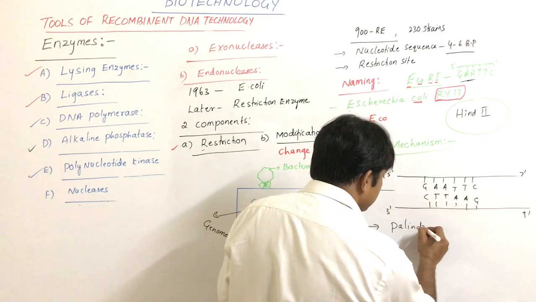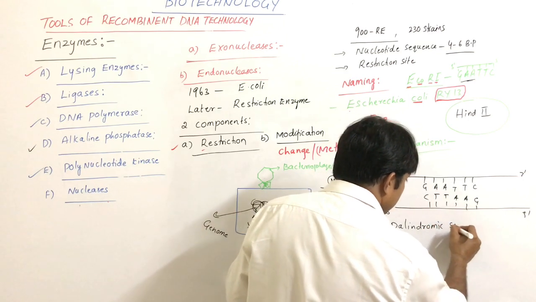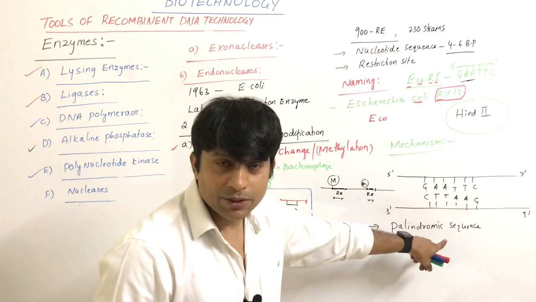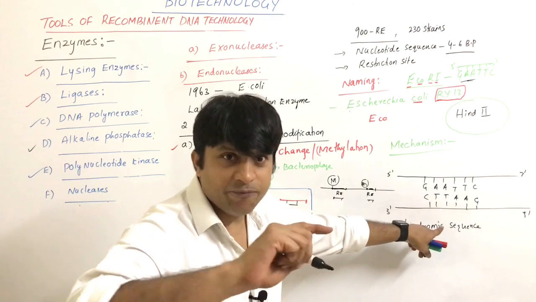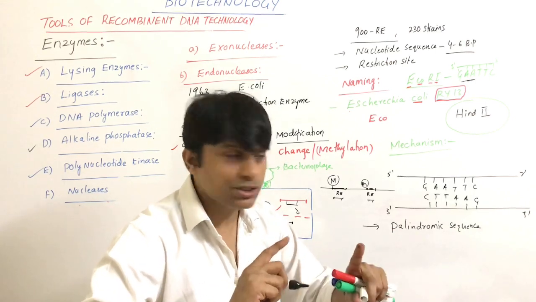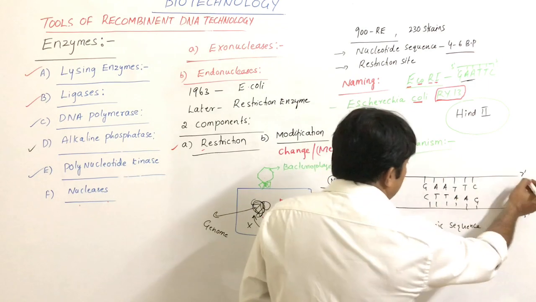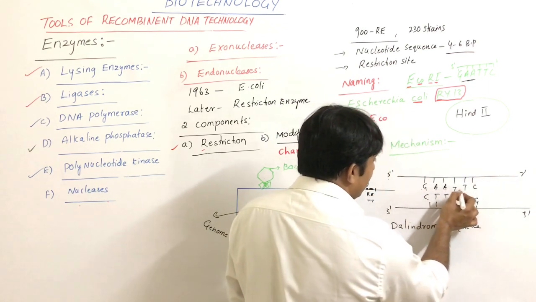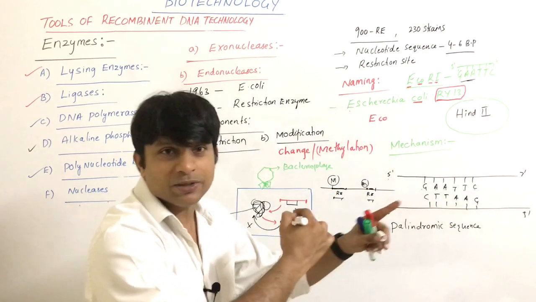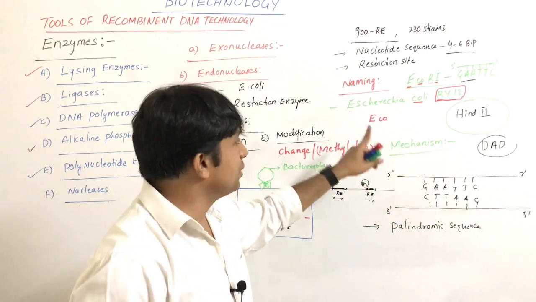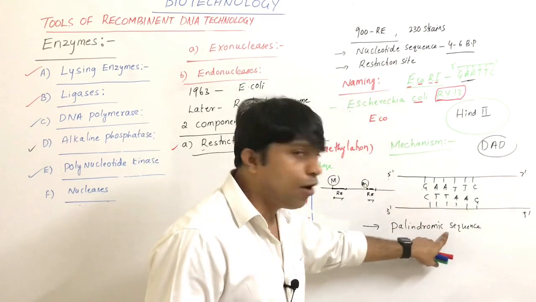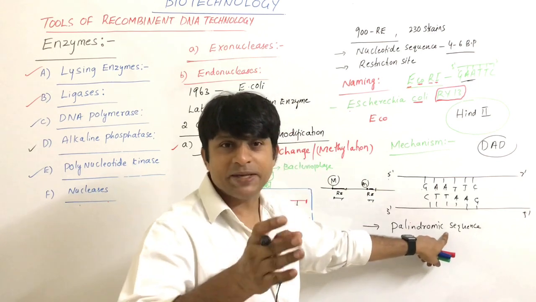The sequence must be palindromic. Palindromic means the sequence of bases can be read the same in both strands, in both directions. Suppose this is 5 prime to 3 prime, you can read this as GAATTC. This is called a palindromic sequence. So restriction endonucleases always identify a palindromic sequence and make specific cuts.